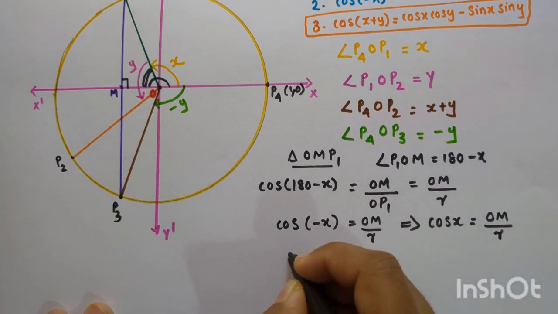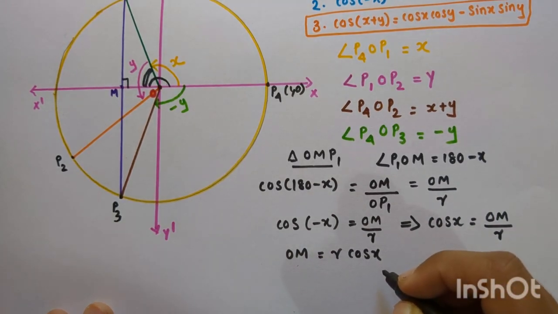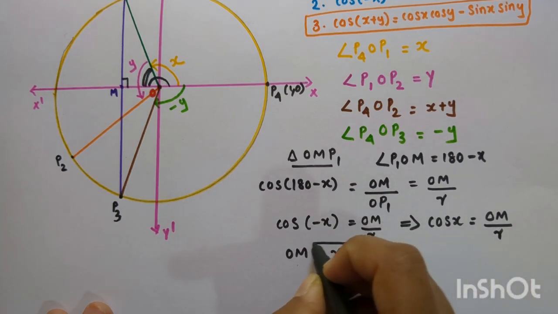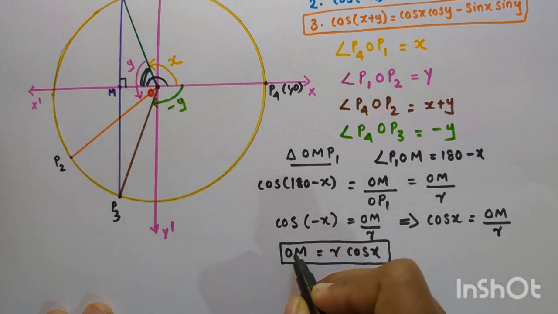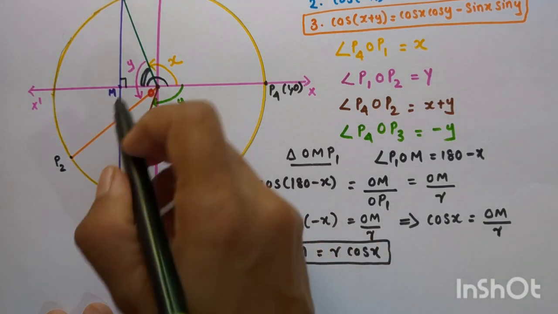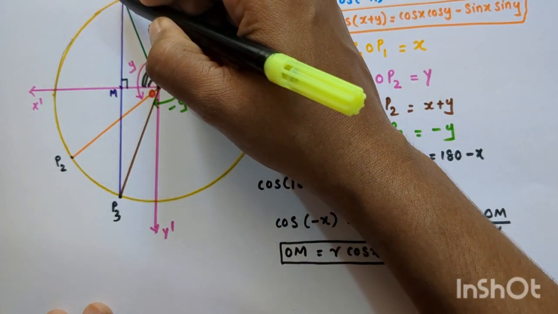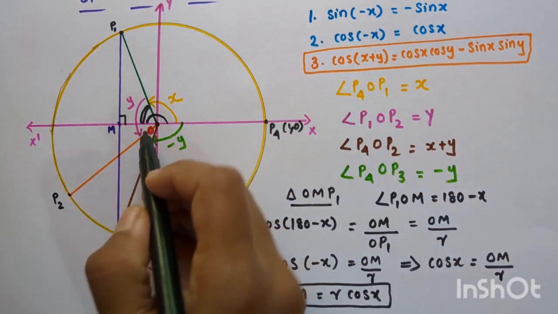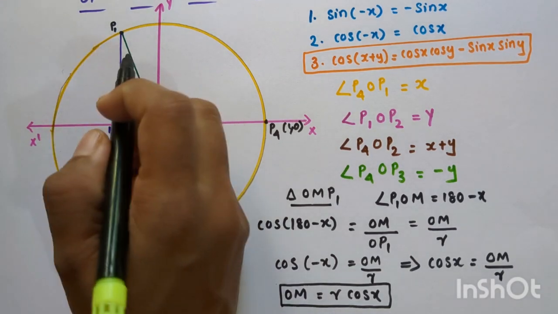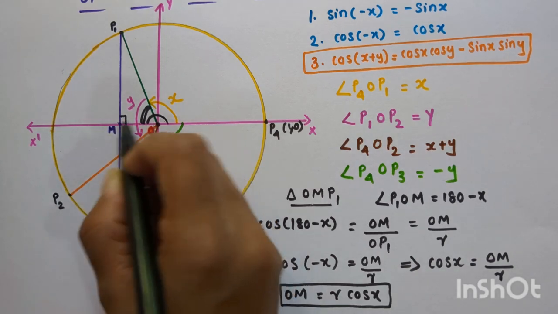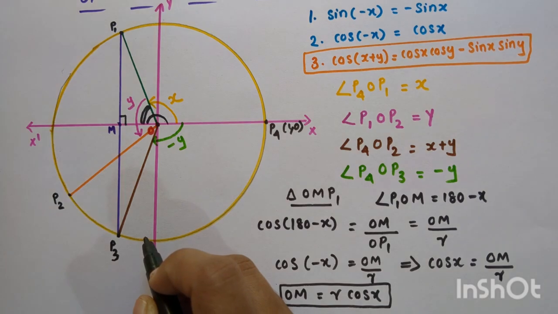From this we can write OM is equal to R into cos x. In general, OM is equal to R cos x. What is this OM? It is the x coordinate of this point P1. When you consider this point P1, it will have one x coordinate and one y coordinate. The x coordinate is equal to OM and the y coordinate will be equal to MP1 or P1M.